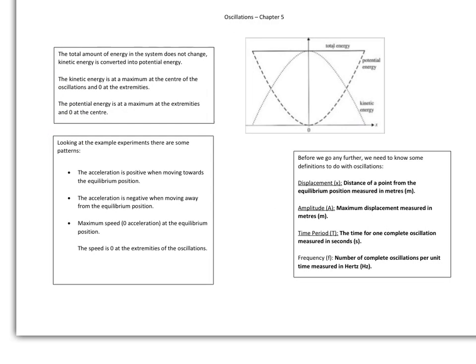So when the kinetic energy is a maximum, the potential energy of the oscillation system is zero. But when the potential energy is maximum, the kinetic energy is zero.